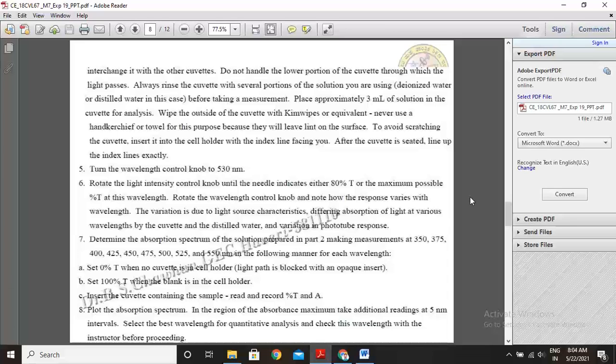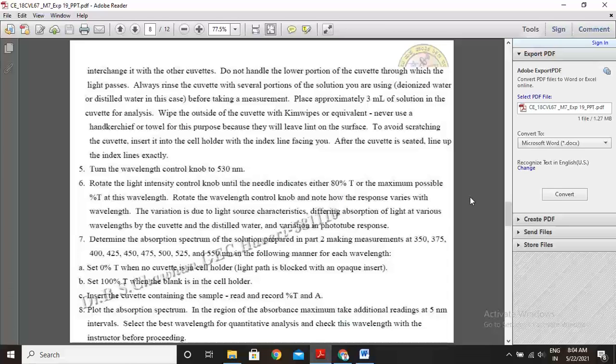Place approximately 3 ml of solution in the cuvette for analysis. Wipe the outside of the cuvette with Kimwipe or equivalent. Never use a handkerchief or towel for this purpose because they will leave lint on the surface. To avoid scratching the cuvette, insert it into the cell holder with the index line facing you. After the cuvette is seated, line up the index lines exactly.